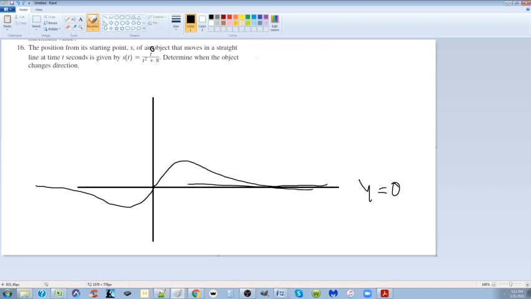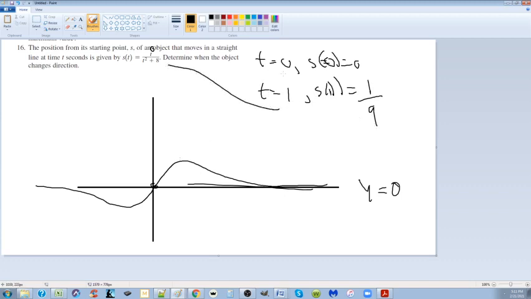But you can also see that when t is 0, s of 0 is also 0. So you can see that it goes through the origin. And just as one number, when t is 1, you can see that s of 1 is equal to 1 over 9. And that gives you an idea. And then as t gets bigger, this fraction is going to get smaller and smaller and smaller, faster and faster. It's already small. So it kind of jumps up and then flattens out right away.